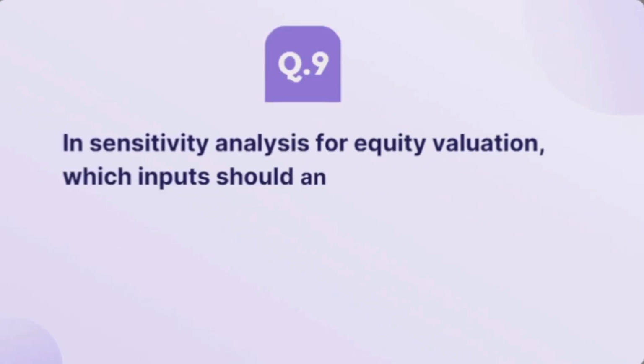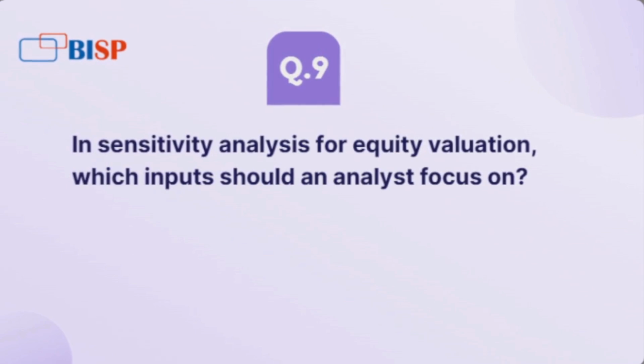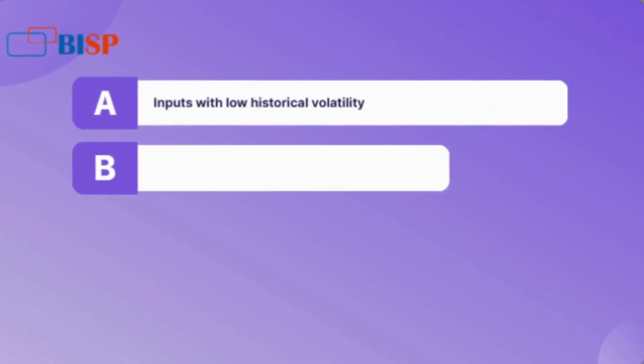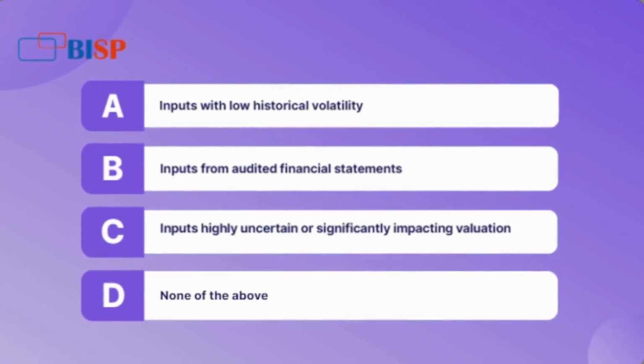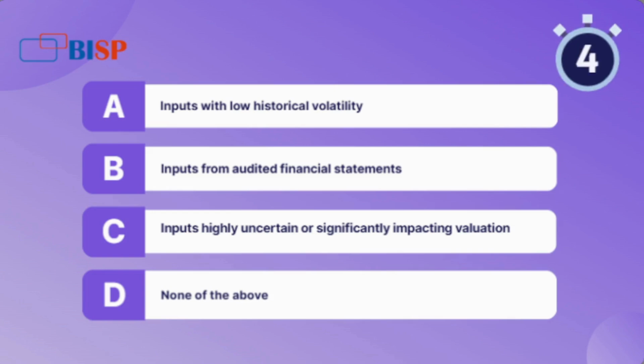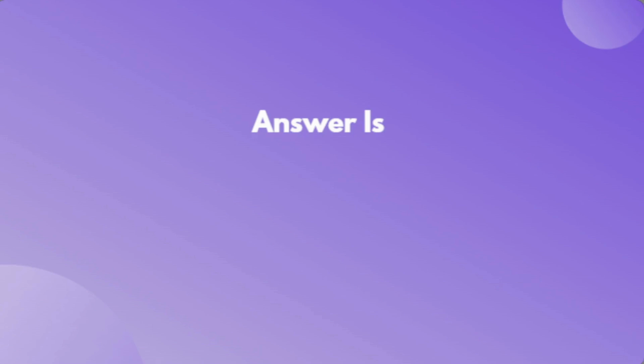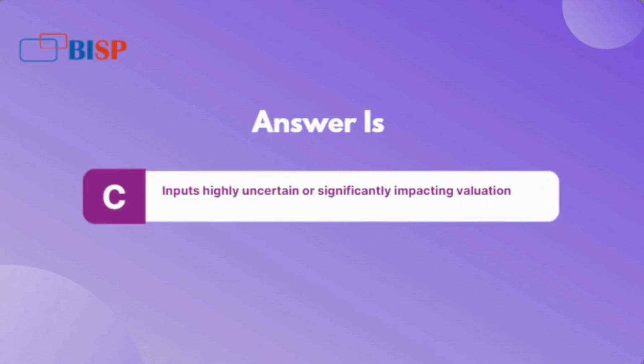In sensitivity analysis for equity valuation, which inputs should an analyst focus on? A. Inputs with low historical volatility. B. Inputs from audited financial statements. C. Inputs highly uncertain or significantly impacting valuation. D. None of the above. Answer is C. Inputs highly uncertain or significantly impacting valuation.